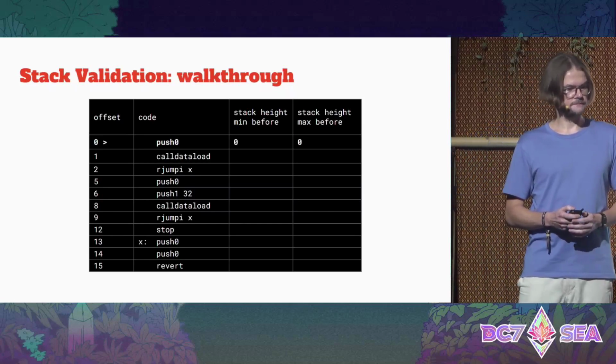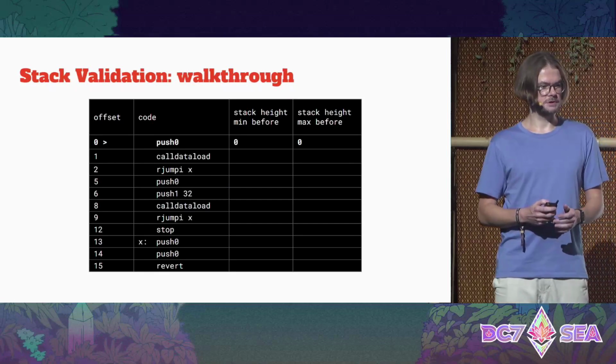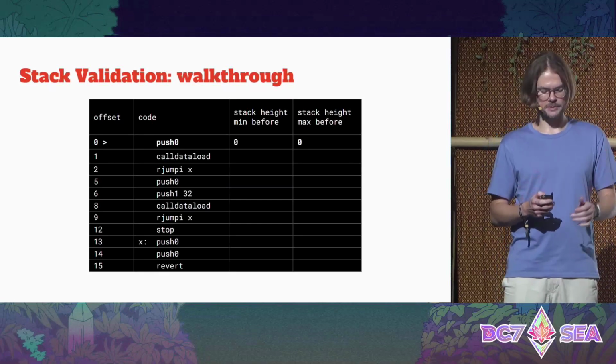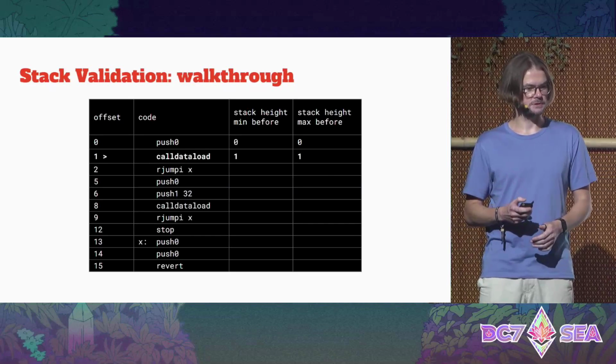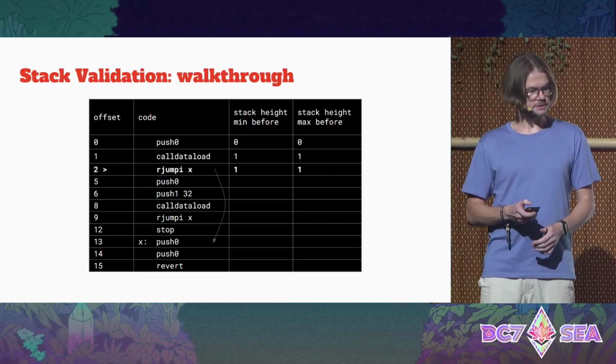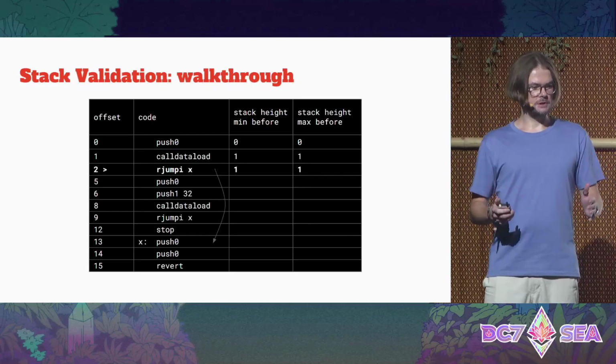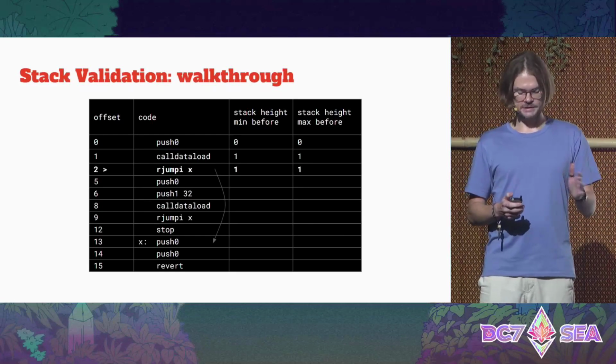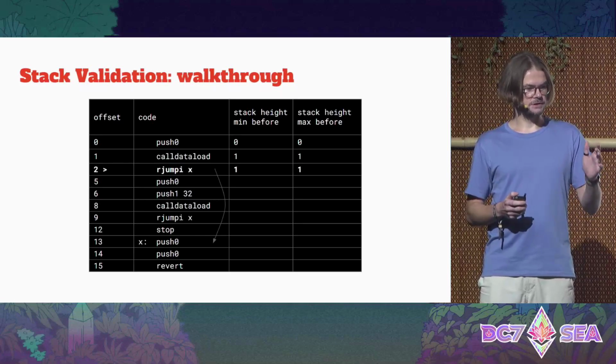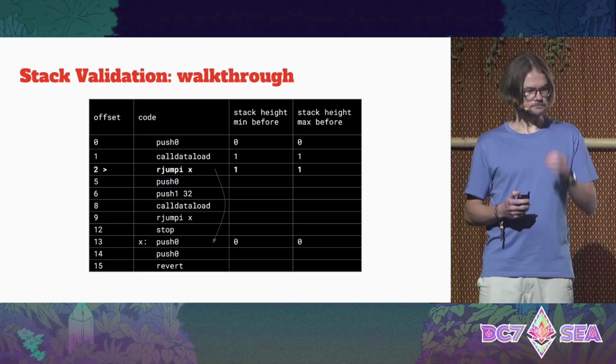So we start with the first one. Push is a simple instruction that modifies both minimum and maximum. So 0 to 0 becomes 1 to 1. Call data load doesn't change it. Then this conditional jump is a forward jump, so it is allowed, and we just have to record the stack height at the target. It is 0 after our jump I, so we record 0 to 0 at offset x.